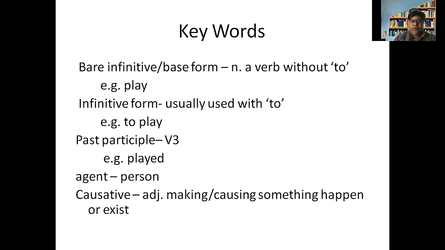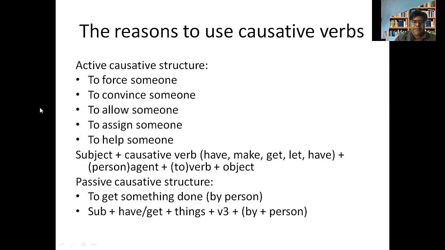Causative means to cause something, making or causing something to happen or to exist. These are the keywords. Once again, bare infinitive or base form of the verb, that is a verb without to, or let's say the very first form of the verb. Another is infinitive form. It means the verb usually with to, means to plus verb one, and past participle, it means third form of the verb. And another is the person, let's say the agent, that is the doer. And another is causative, means to cause something, making or causing something to happen or exist.